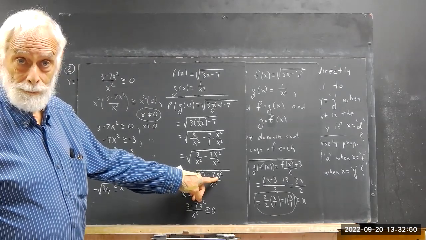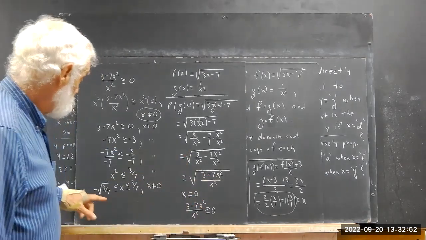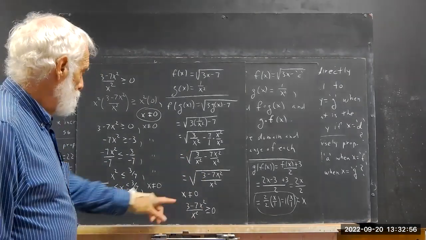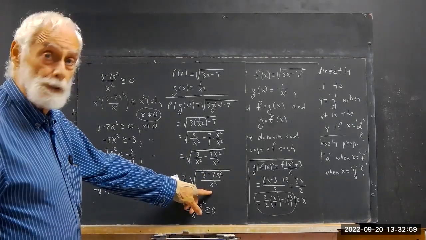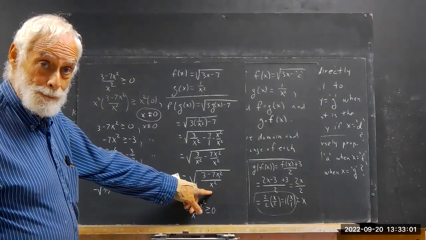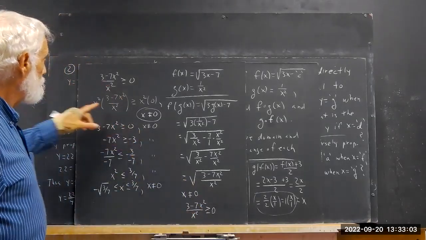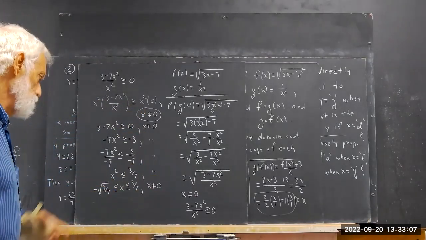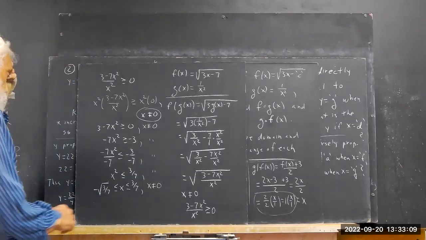That confines x to this small interval. So there's our domain. Now, x is not equal to 0 because it's in the denominator here. But we got that out of here because when we multiplied by x squared, we got the x not equal to 0 for a similar reason. We have to understand that detail.